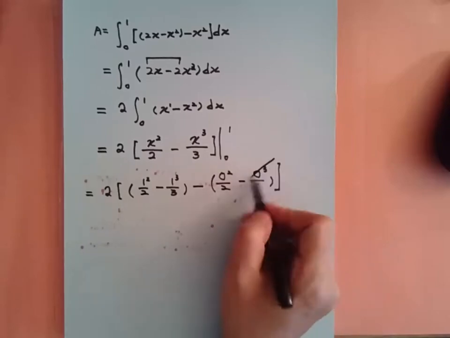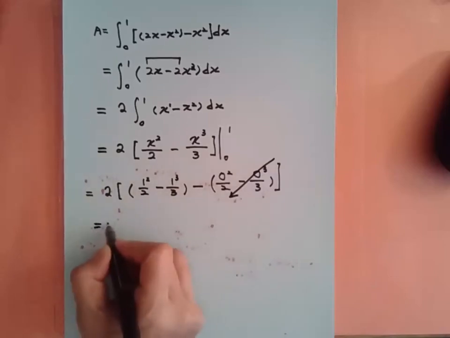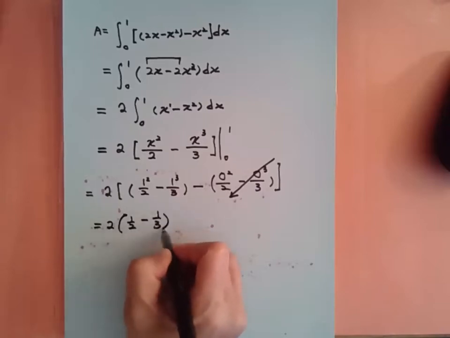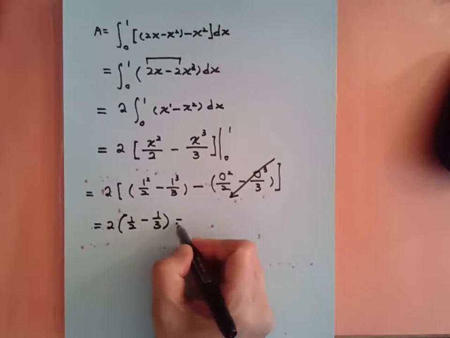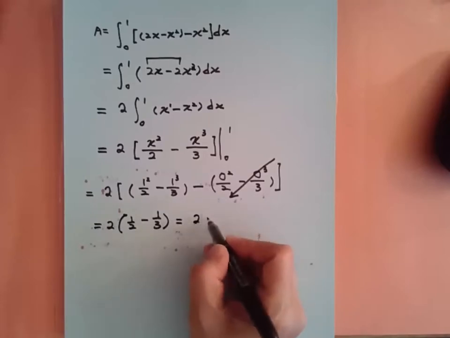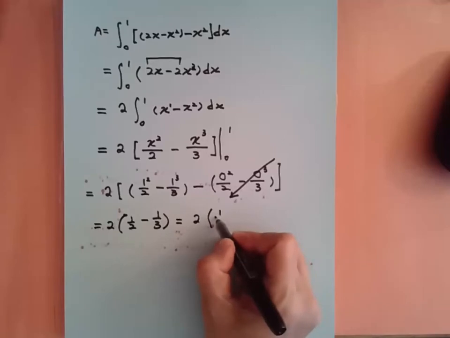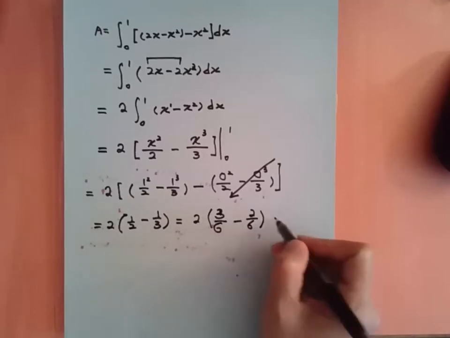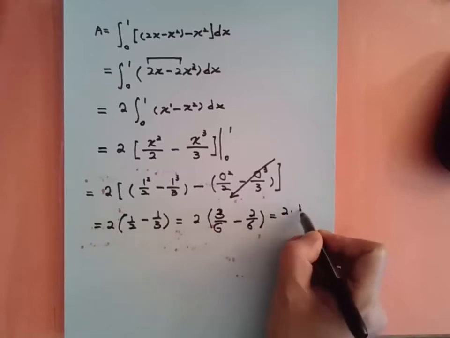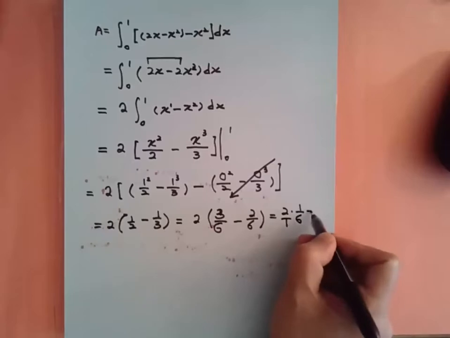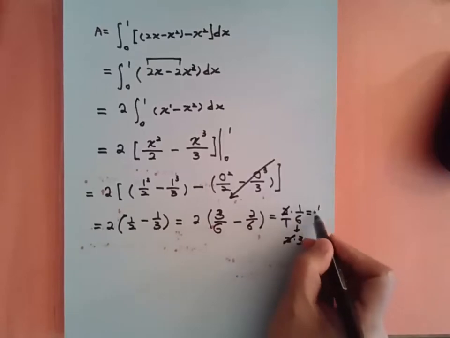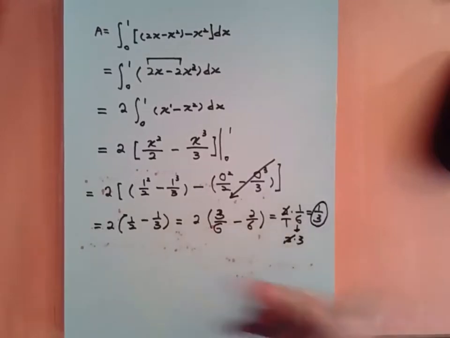And then the second part will vanish, and the first part will be 1 over 2 minus 1 over 3. We think about the common denominator, which is 6, and we do cross multiplication in this case, then 3 over 6 minus 2 over 6. So that is 2 times 1 over 6. 2 is 2 over 1, so 6 is 2 times 3, they will cancel each other, so it becomes 1/3. 1/3 is the final answer.